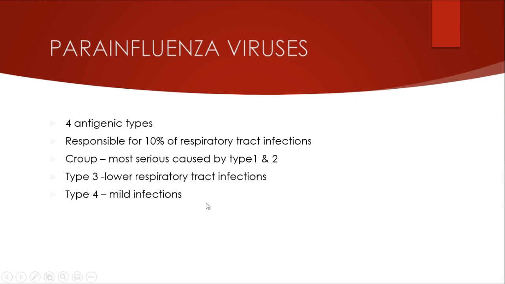Now, there are four types of parainfluenza virus that have been identified so far. So we have classified them as parainfluenza virus type 1, parainfluenza virus type 2, parainfluenza virus type 3, and parainfluenza virus type 4. Let's learn about each of them in detail. Let's begin with parainfluenza virus type 1.